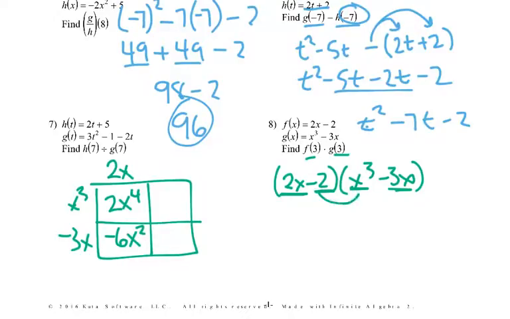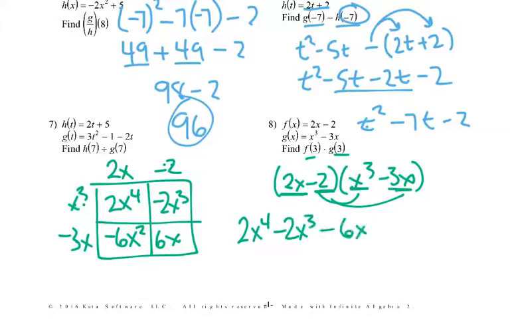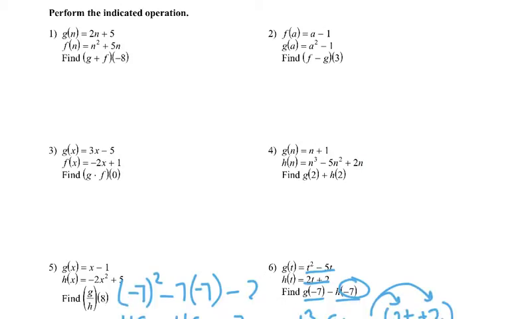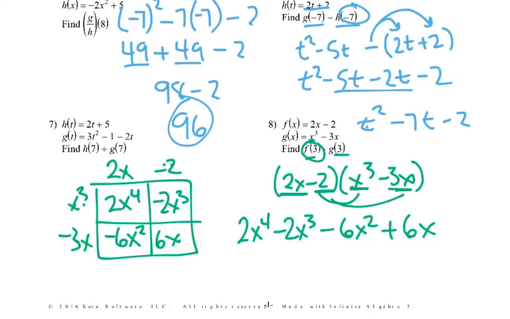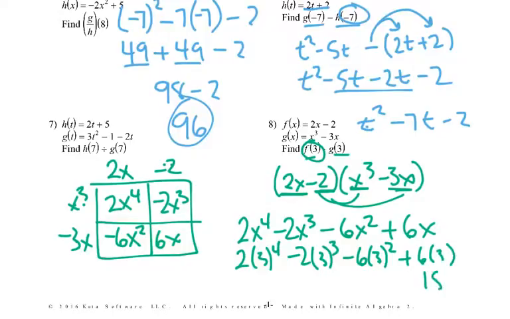Then this piece has to multiply by each of them as well. So negative 2 times x cubed is negative 2x cubed. Negative 2 times negative 3x is a positive 6x. So I get 2x to the fourth minus 2x cubed minus 6x squared plus 6x. Okay, so it might have been easier to take these separately like we did up here. But I plug a 3 in, so 2 times 3 to the fourth minus 2 times 3 cubed minus 6 times 3 squared plus 6 times 3. So we've got 18 plus 3 squared is 9.